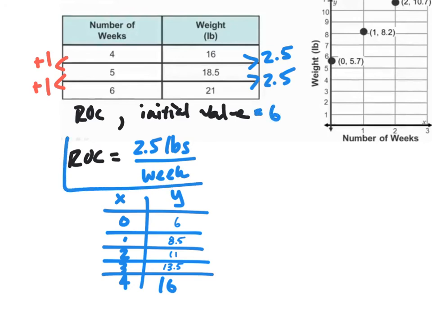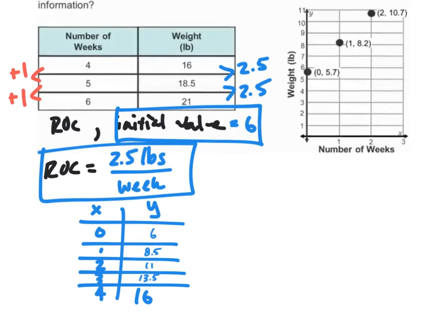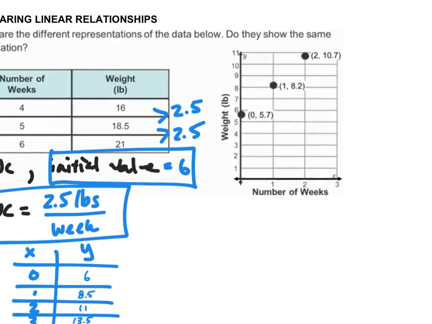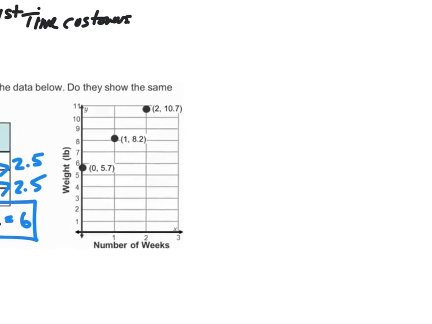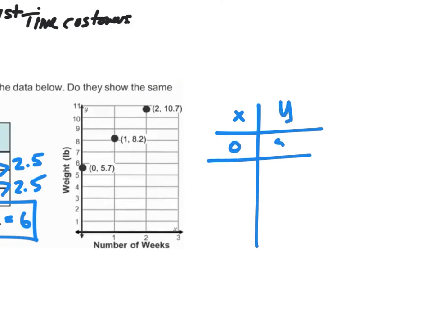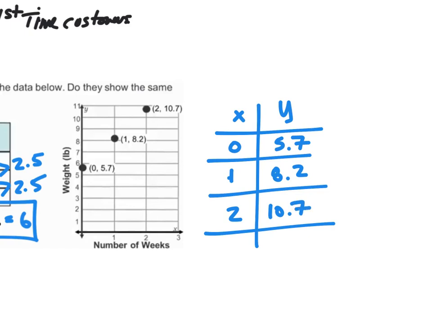All right, so here is what we've got. If we have the same rate of change and initial value, then we've got a similar problem. Same thing: x is weeks, y is weight. Now for the initial value, let's just write this out. I've got an x column and a y column. When x is 0, y is 5.7. When x is 1, my y value is 8.2. When x is 2, my y value is 10.7.